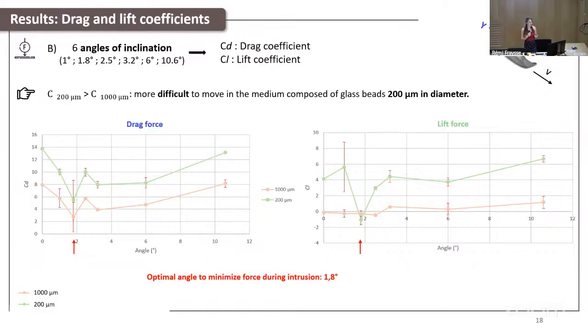So for the angle, we can see a clear minimum at 1.8 degrees, where the drag and lift forces are minimized. So it can be an optimal angle to enter into the substrate and burrow. Beyond this angle, the forces increase again.